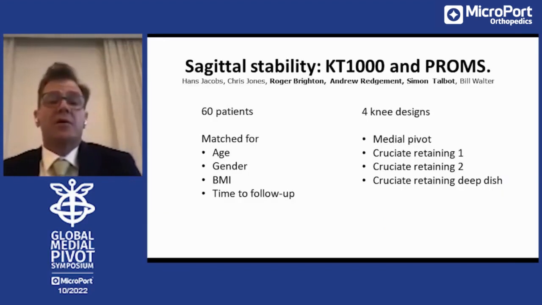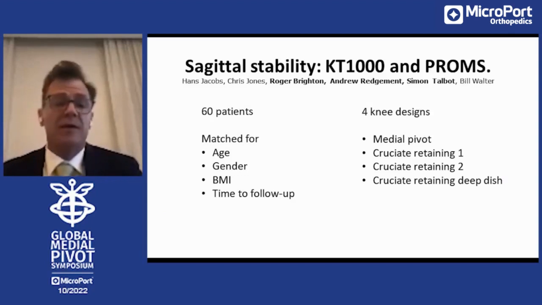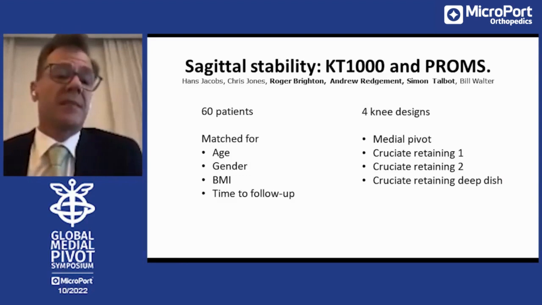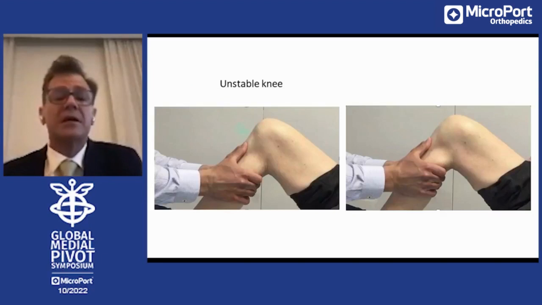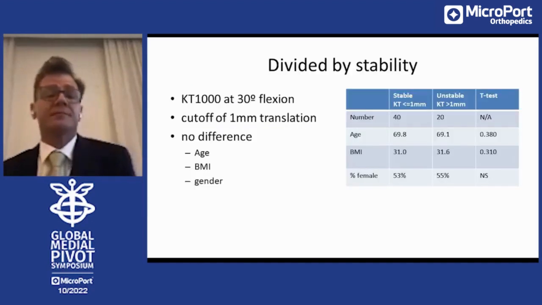So a number of years ago, we looked at the sagittal stability of 4 different knee designs. There were 3 cruciate retaining and 1 medial pivot design, and we matched patients for age, gender, and BMI. We used a KT1000 to put an anterior force and measured anterior tibial displacement at 30 and 90 degrees. We found a lot of the knees were unstable, as you can see here in these 2 photographs, with the tibia translating forward about 10 millimetres.